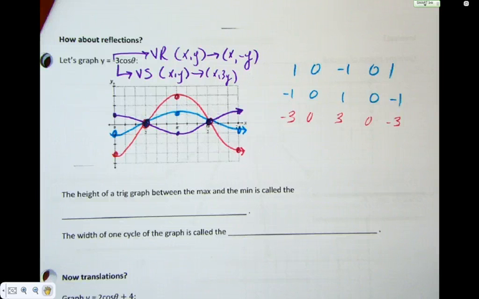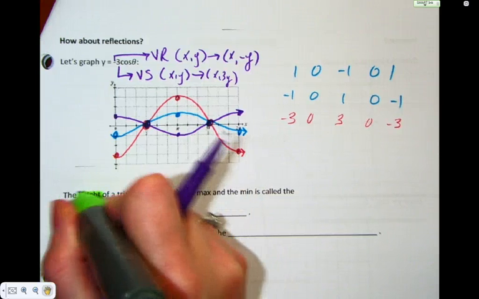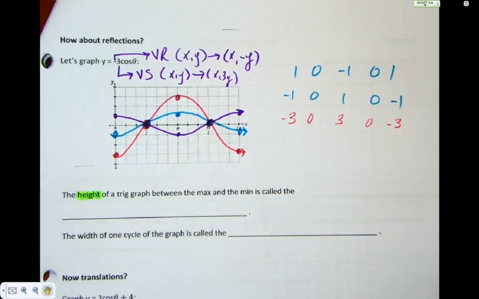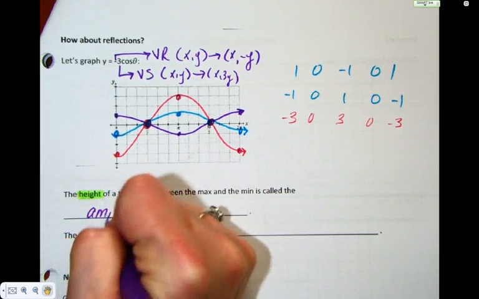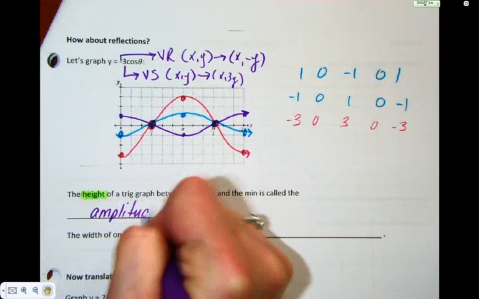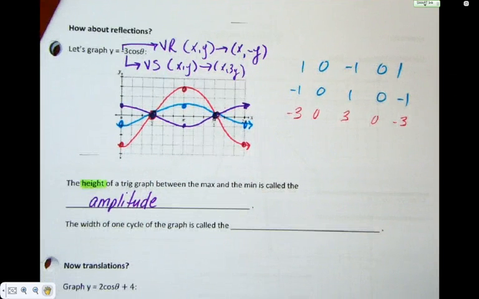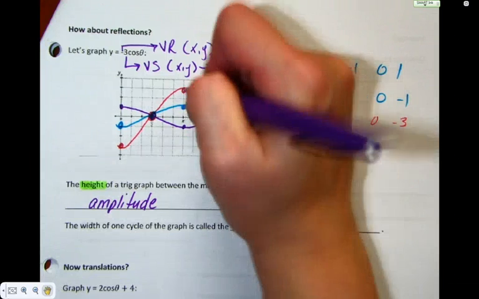So just 2 vocabulary words that are going to come tomorrow. The height of a trig graph, from max to the min, is called the amplitude. And if you've done physics, you've probably heard that one before. Okay, so height of the graph.